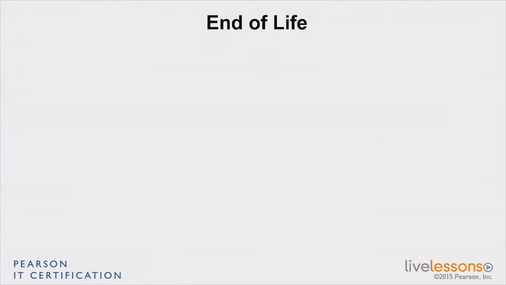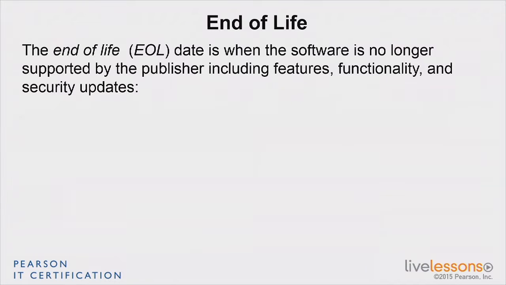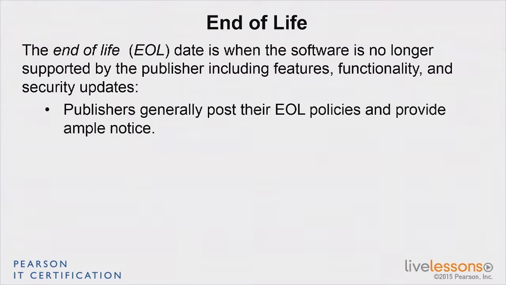And then we get to end of life. So the end of life date is when software is no longer supported by the publisher, including features, functionality, and security updates. Publishers generally post their end of life policies and provide ample notice, but they always seem to still be a surprise to consumers.